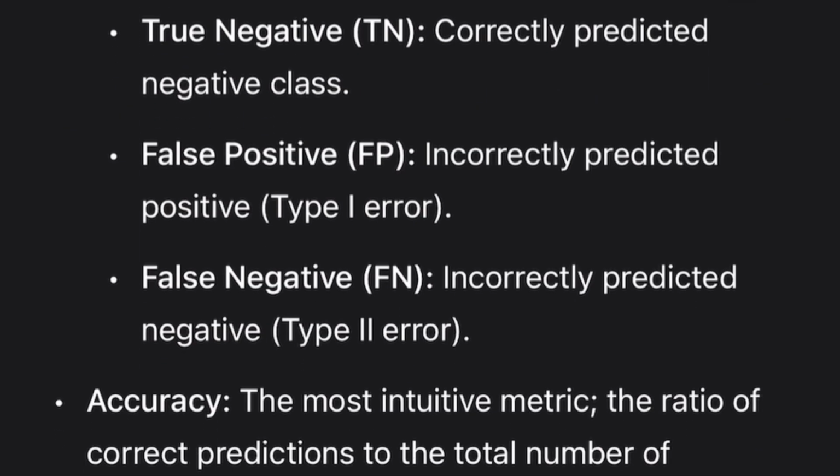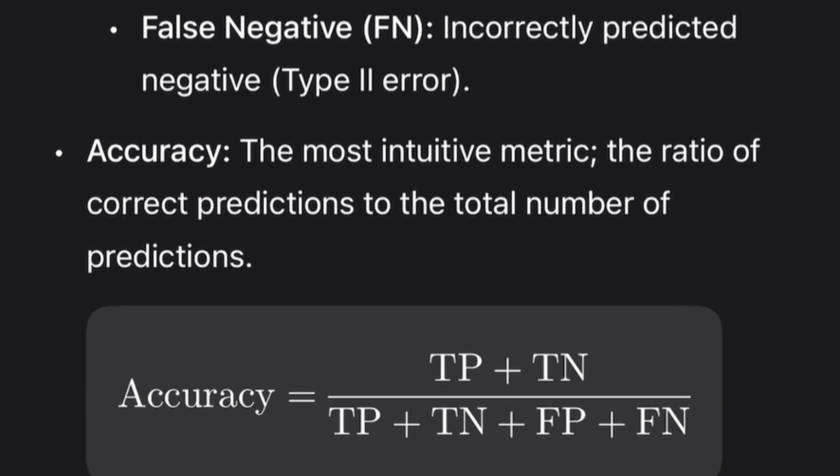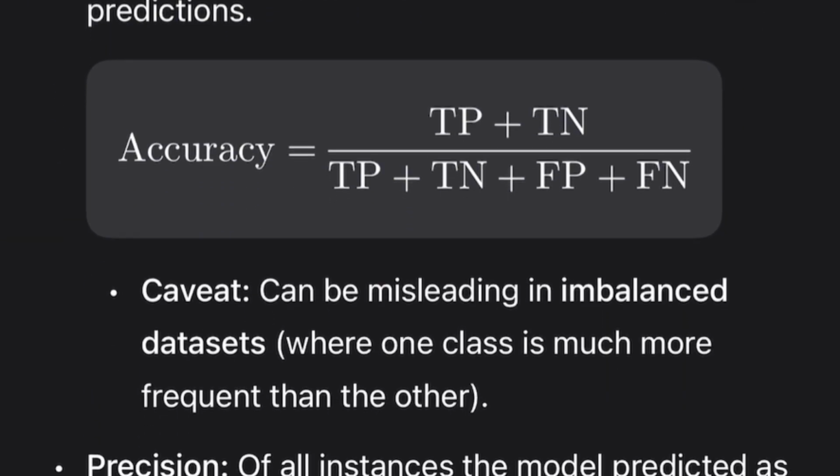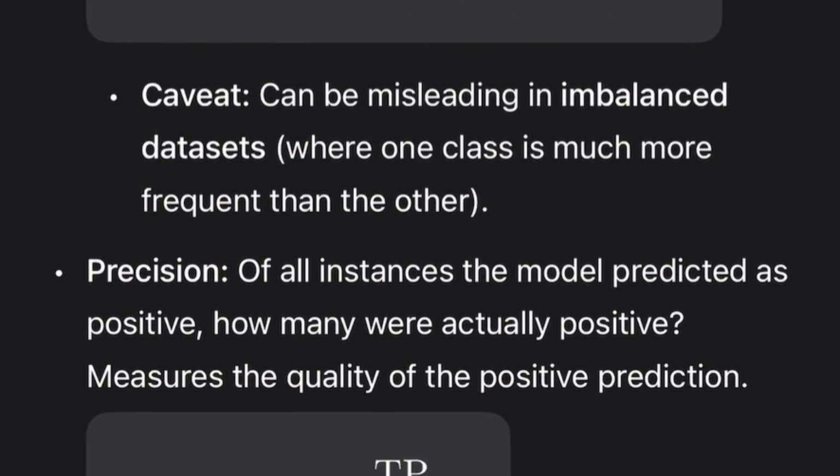Accuracy, the most intuitive metric, the ratio of correct predictions to the total number of predictions. Caveat, can be misleading in imbalanced datasets where one class is much more frequent than the other. Precision, of all instances the model predicted as positive, how many were actually positive? Measures the quality of the positive prediction.